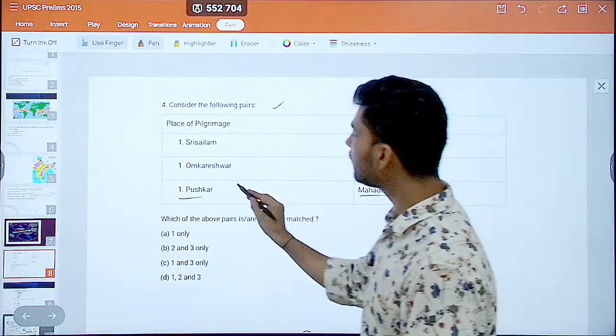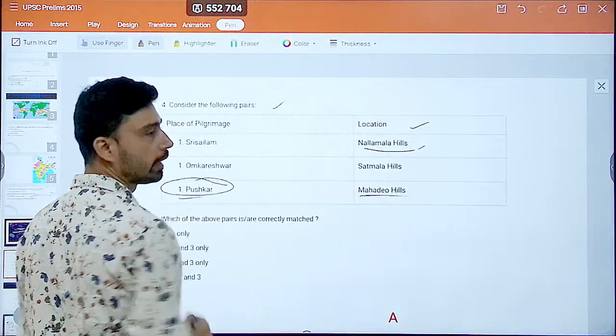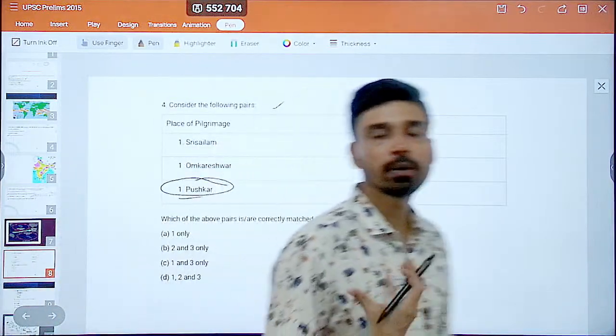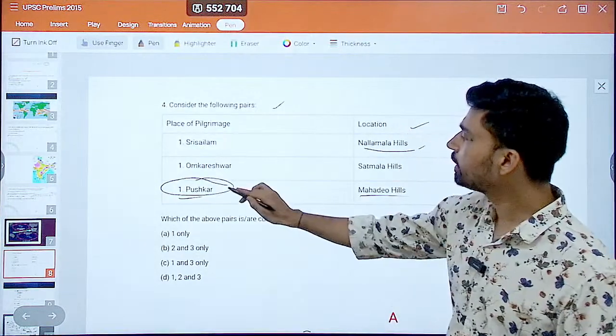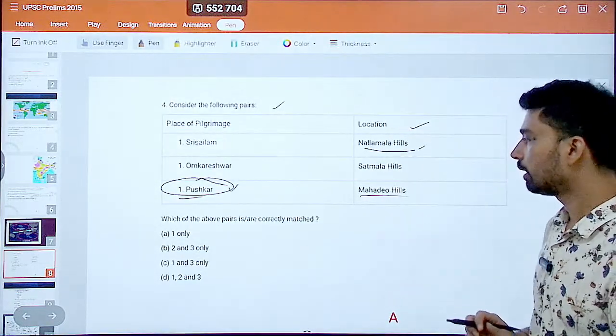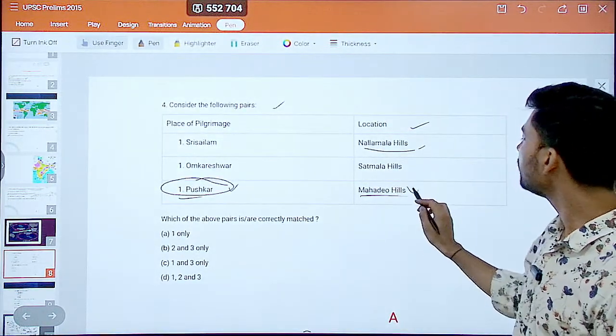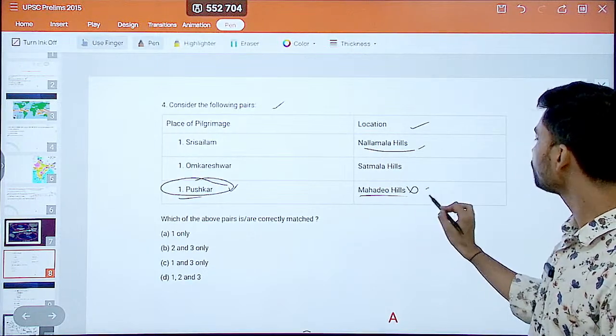So, Pushkar is a place which is well known for having the only temple of Lord Brahma in India, and Pushkar is situated in the state of Rajasthan. And this Mahadev Hills, we know it is part of the Satpura range.